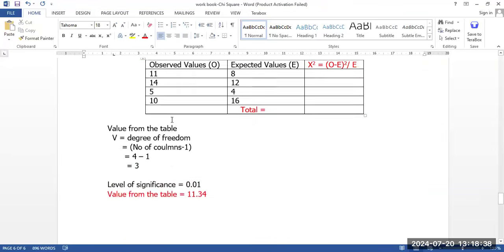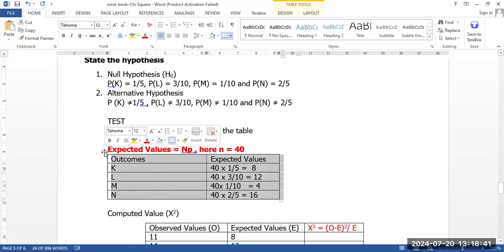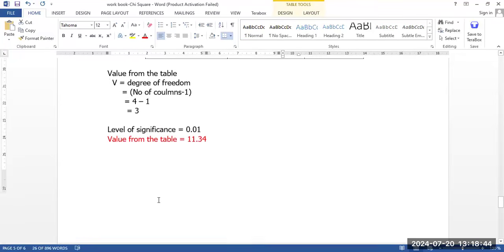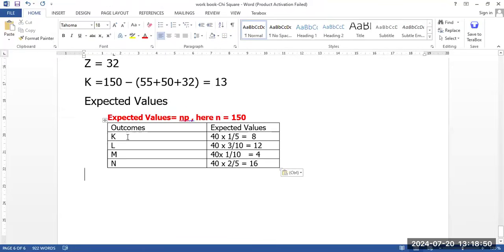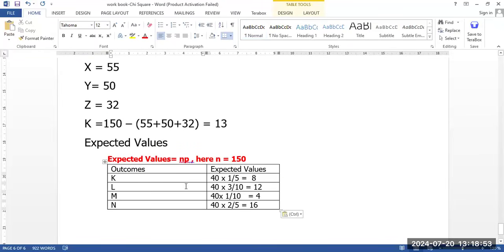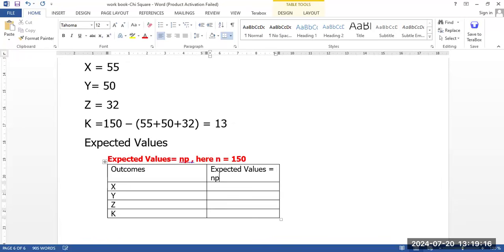So you will continue and finish. You will just come up with your table outcome. You have X, you have Y, you have Z, then here you have K. Then change this and just get N times P. And I believe you'll be in a position to finalize, isn't it?